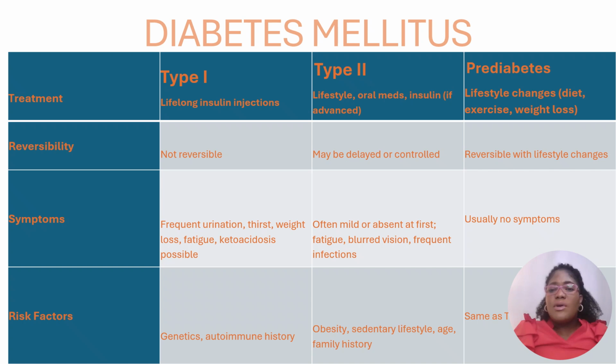The third type we're going to look into is prediabetes. This can be treated with lifestyle changes, so a low carb diabetic diet, exercising, weight loss, and for some, maybe initiation of oral medications like metformin. Patients with prediabetes usually have no symptoms, and the risk factors are usually the same as with type 2 diabetes. So obesity, a sedentary lifestyle, people of a certain age, and family history.